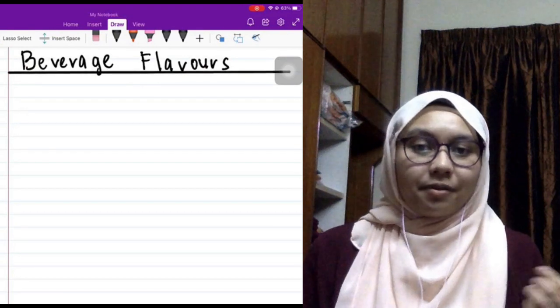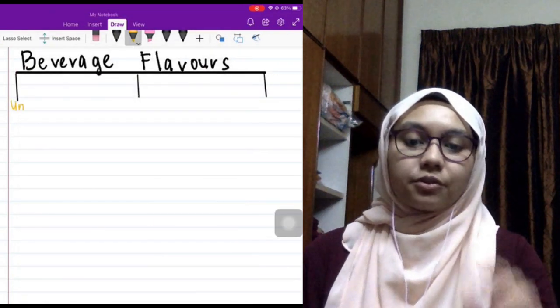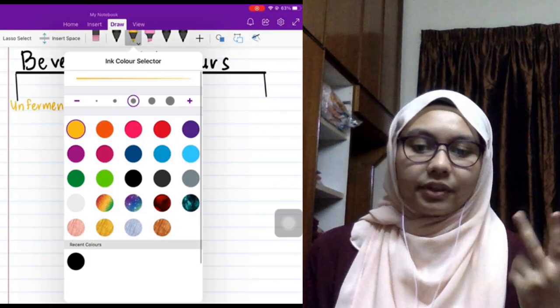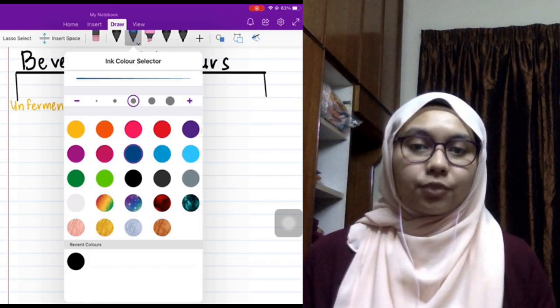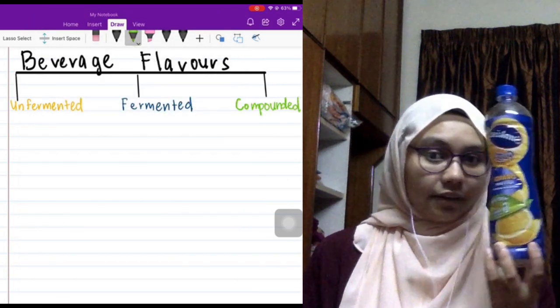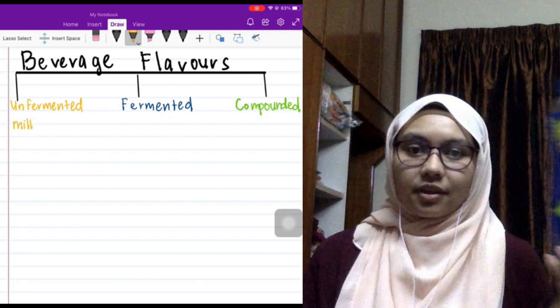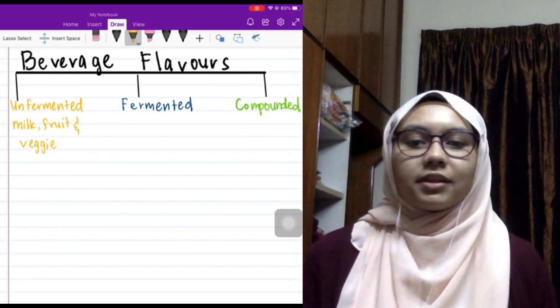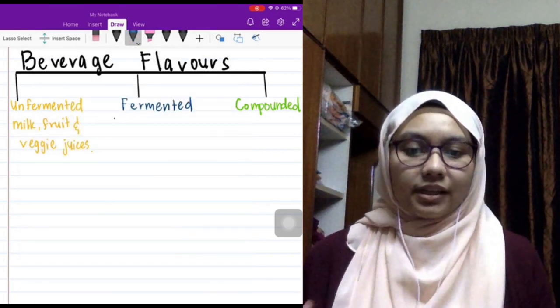And moving on, we have beverage flavors. Beverage flavors are divided into three. We have unfermented, fermented, and compounded. So for unfermented, we have milk, fruit, and vegetable juices, and the example is right here. This is the unfermented. And next we have fermented. The example for it is tea.